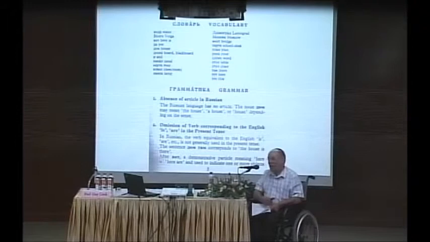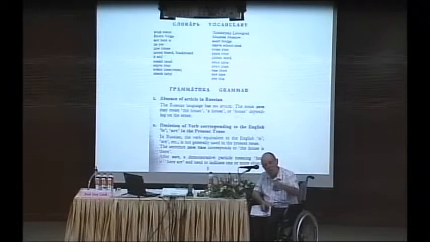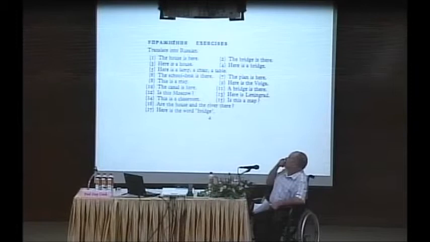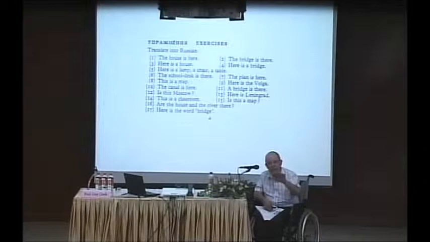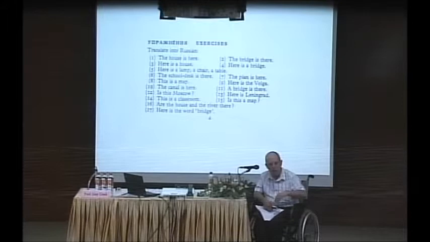So you tell people the odd rule, so you learn the vocabulary, you learn the rule, and then you do translations, right? Wonderfully vivid, exciting sentences. The house is here, here is a house, here is a lamp, and so on and so forth, okay? You translate those backwards and forwards, the teacher marks right or wrong, and then you move on to the next chapter. You never encounter a word or a rule that you haven't learned, right? So it's nice and accumulative, okay?